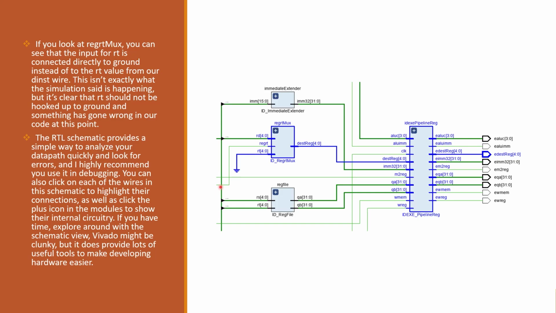You can also click on each of the wires in the schematic to highlight their connections, as well as click on the plus icon on modules to show their internal circuitry. If you have time, I recommend you explore around more with the schematic view, as while Vivado might be a bit clunky, it does provide lots of useful tools to help to make developing hardware easier.